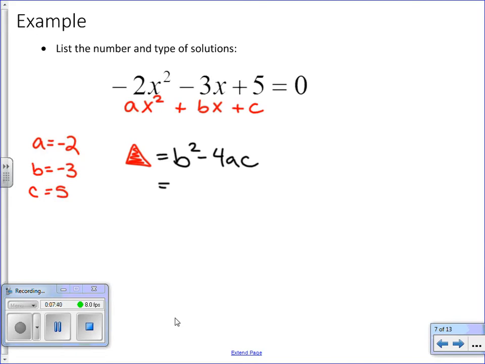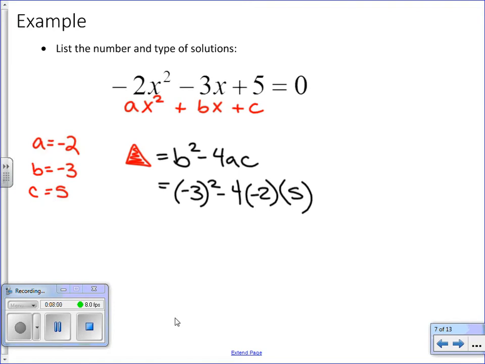So b squared, that would be -3 squared, minus 4 times -2 times 5. And I'm pulling those values from the side where I've listed out my a, b, and c.